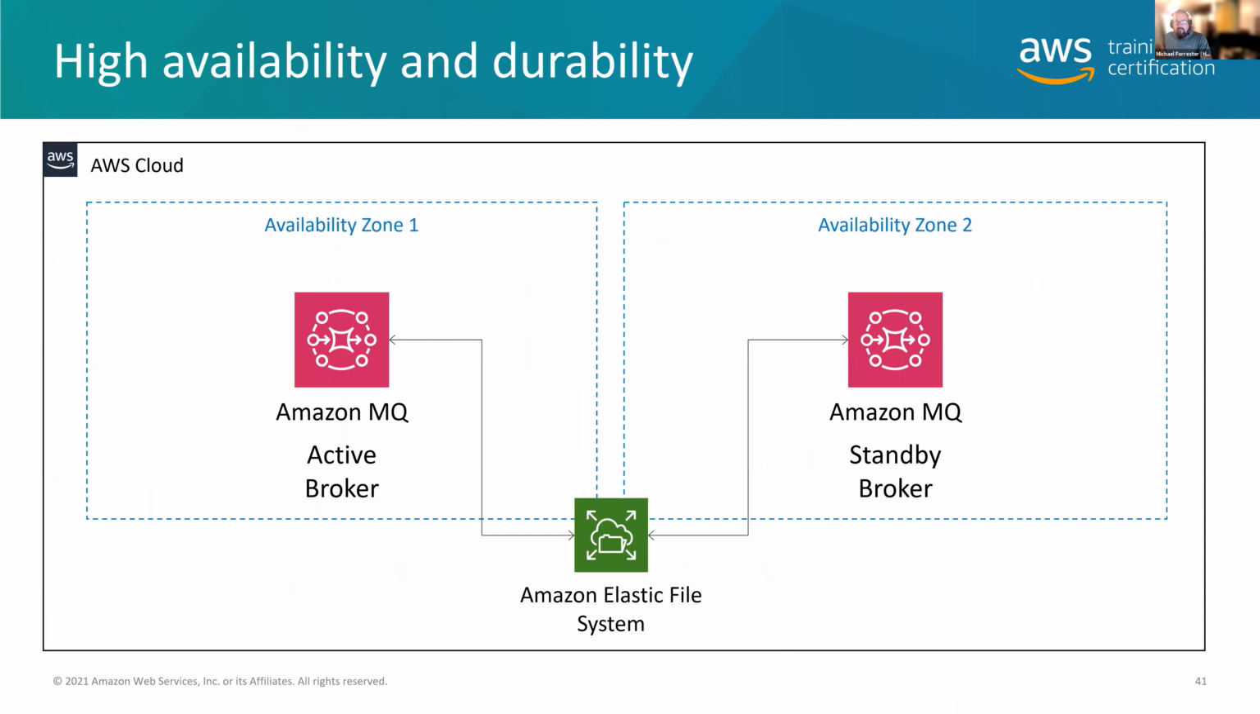Now, from a durability standpoint, it will actually support an active standby broker for high availability. You'll end up with 2 brokers, 2 nodes, in 2 different availability zones. They will be a redundant pair. They will communicate synchronously. They will use EFS on the back end, right, with a shared storage location. And by default, it uses the Elastic File System.